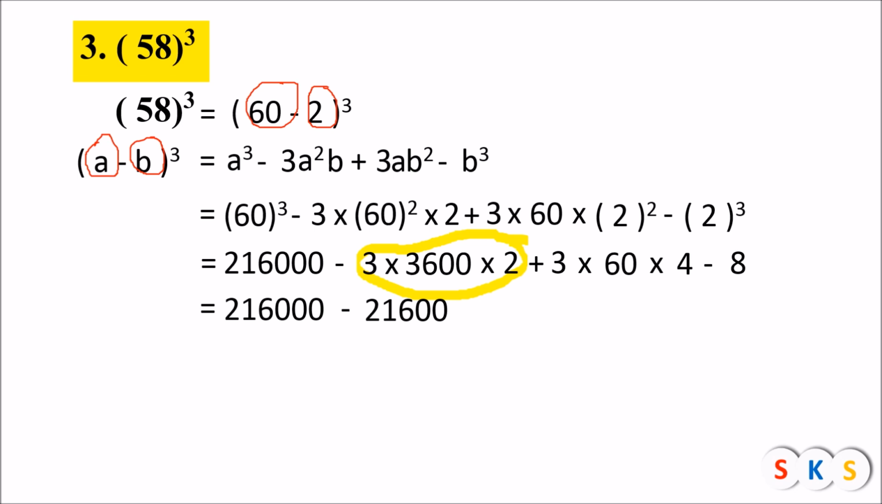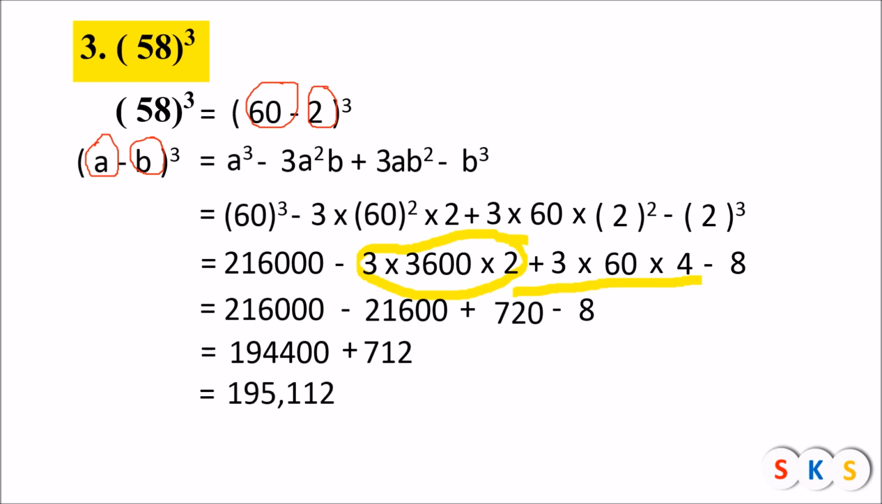21,600. Similarly we will multiply this. 3 into 60 into 4, we will get 720, minus 8. 2,16,000 minus 21,600 gives us 194,400, and 720 minus 8 will be 712. Now we will add these two numbers, we will get 1,95,112. So the cube of 58 is 195,112.